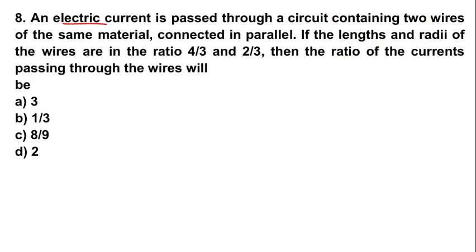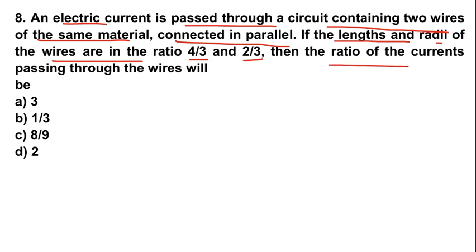An electric current is passed through a circuit containing two wires of the same material connected in parallel. If the lengths and radii of the wires are in the ratio 4:3 and 2:3, then the ratio of currents passing through the wires will be. For this type of question also we need to use the same formula, R equals rho L by A. So in this question what is he asking? He is asking the current.